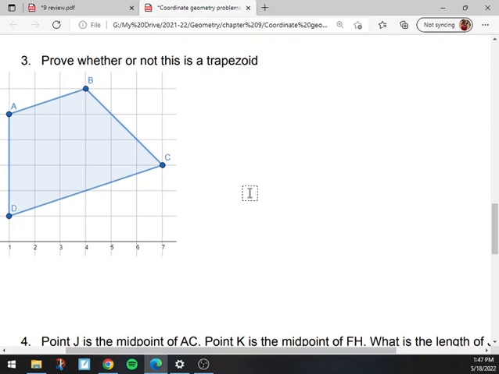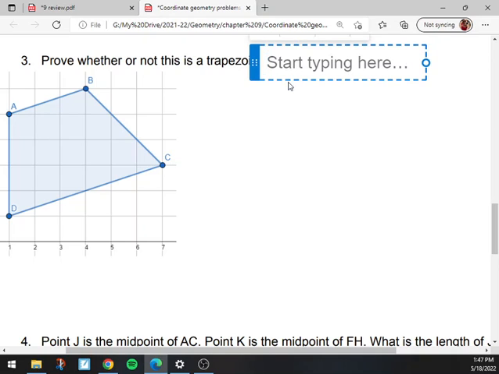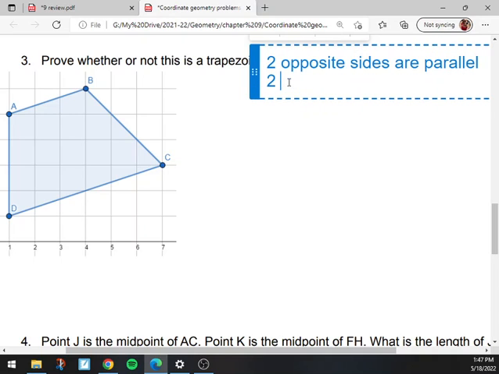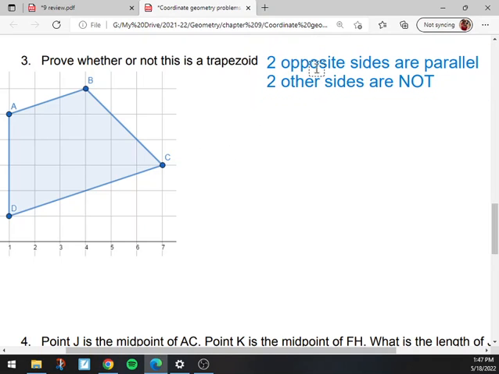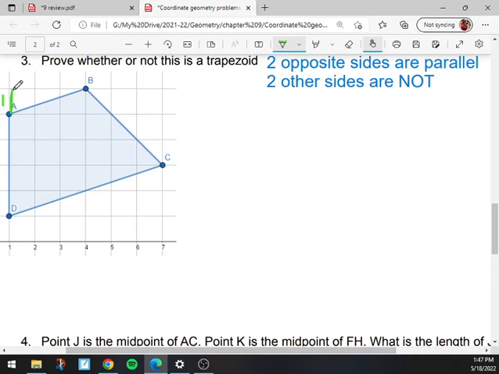Prove whether or not this one is a trapezoid. I'll remind you for trapezoid, two opposite sides are parallel. 2 other sides are not. So if I'm trying to figure out whether or not this is a trapezoid, it's all about the parallels. So I look at A to B and I see it goes up 1/3. So A to B's slope is 1/3. D to C better have the same slope if it's going to be a trapezoid.